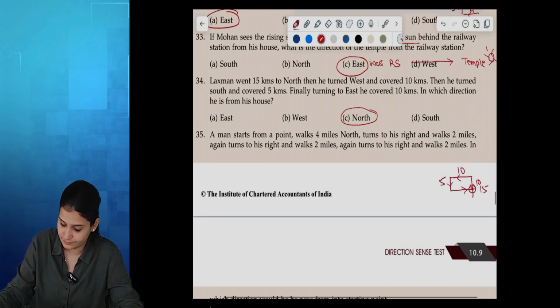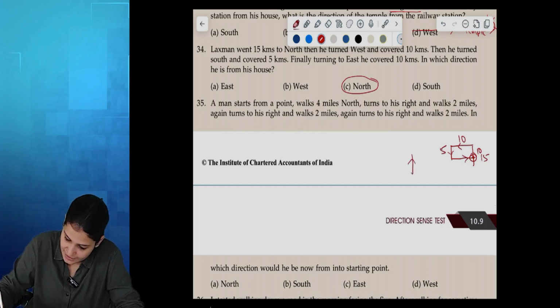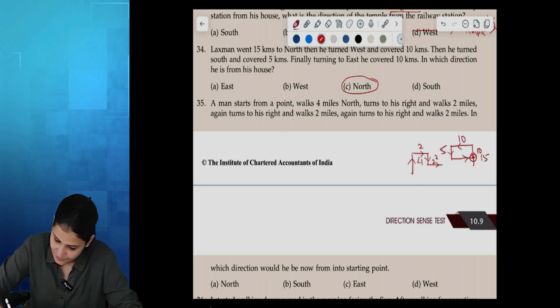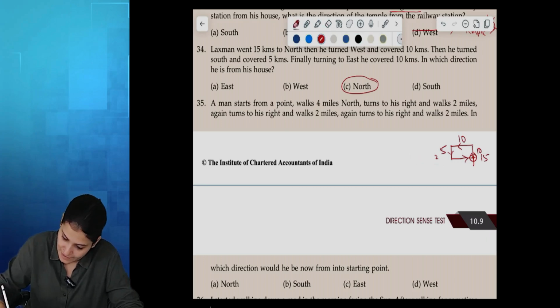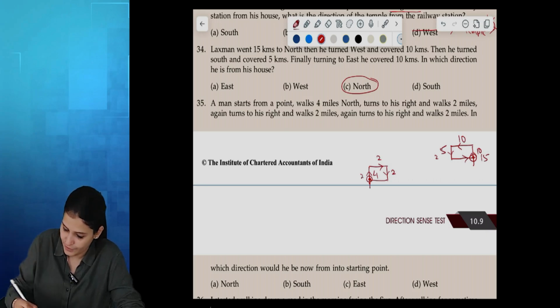35. North. A man starts from a point, walks 4 miles north, turns to his right and walks 2 miles, again turns to his right and walks 2 miles, again turns to his right and walks 2 miles. In which direction is he now moving? So he is upwards from the starting point, so he is in the north side.